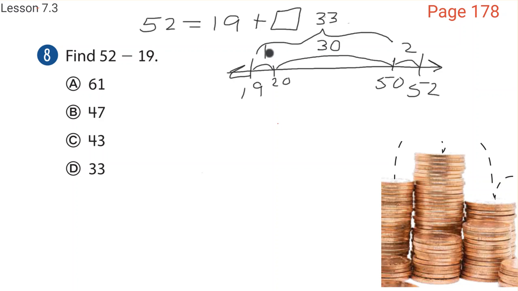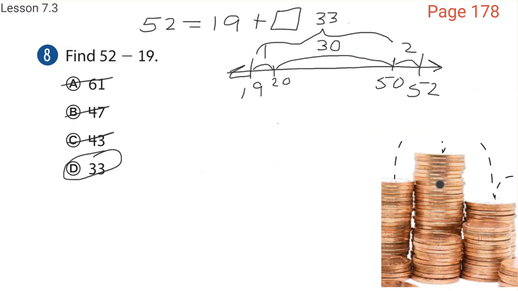Because I have to remember that I have that 1, 2 is 3, and then 3 10s. So 3 10s and 3 1s. So 33. What's the answer? Not 61, it's not 47, it's not 43, it is 33.